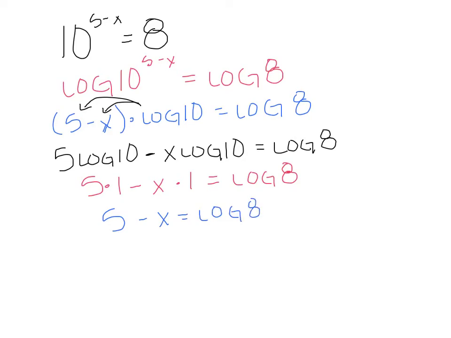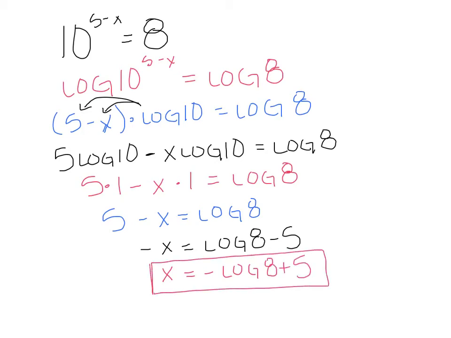Minus 5 from both sides, so we get negative x equals the log of 8 minus 5. Divide both sides by negative 1. You get x equals negative log of 8 plus 5. And we're done. That was pretty convenient for us. Usually that doesn't happen and you have a bunch of logs in your answer. We could have saved simplifying until the very end, but we lucked out and we were able to simplify earlier.